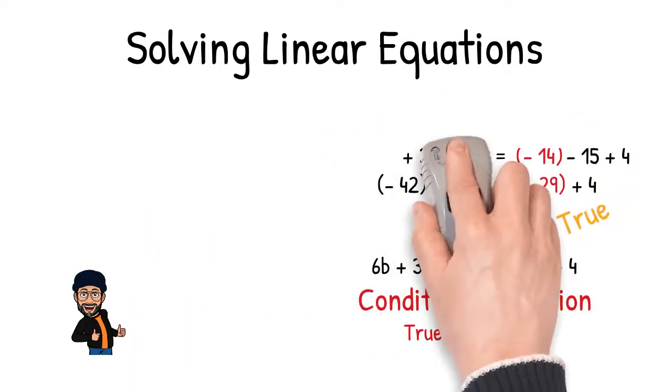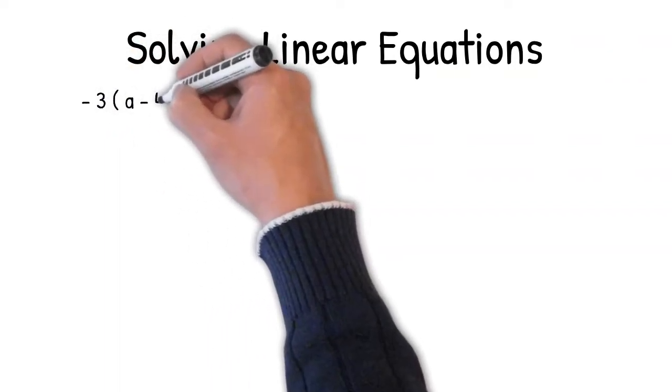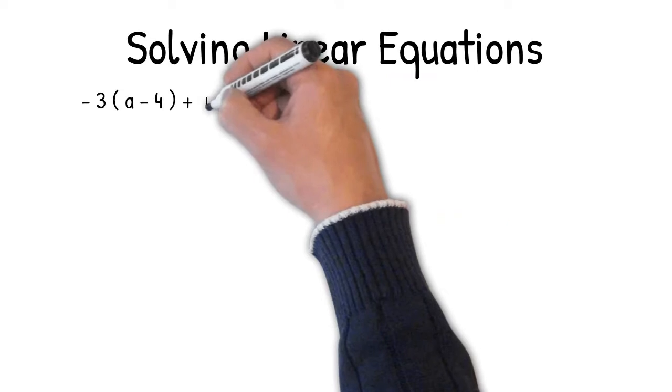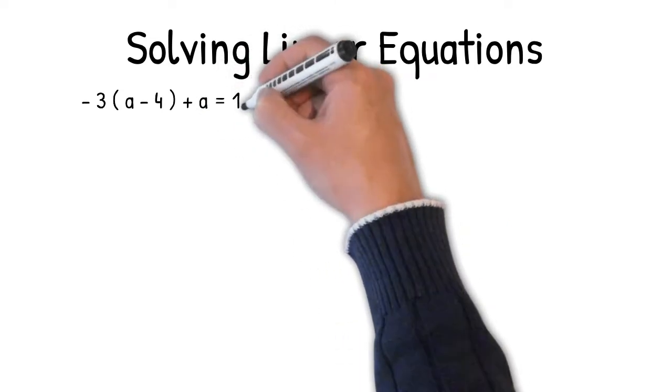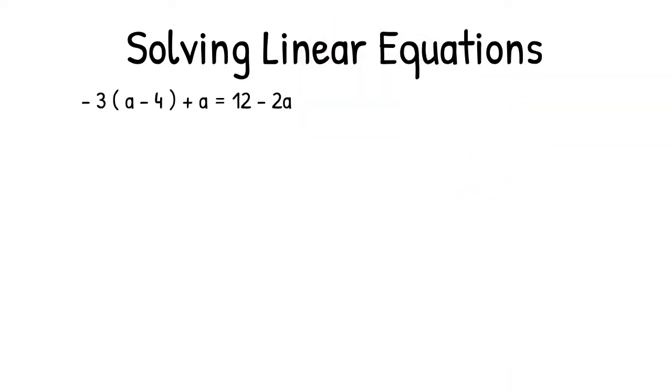Now let's try another equation. Let's take negative 3 times, in parentheses, a plus negative 4, close the parentheses, and add a, is equal to 12 minus 2a. Start by simplifying both sides of the equation.